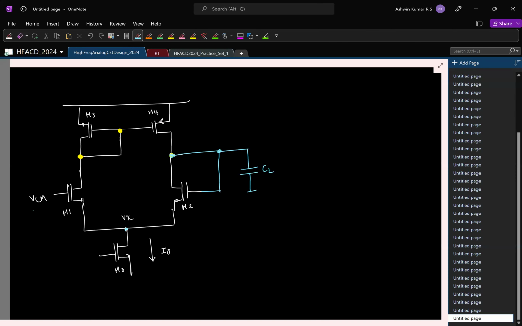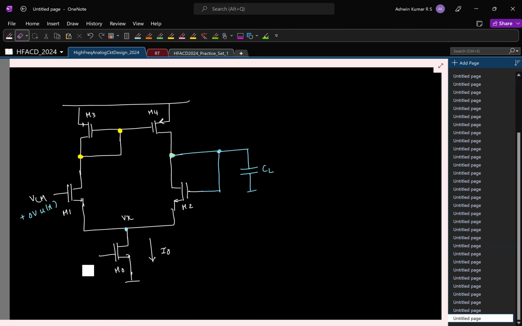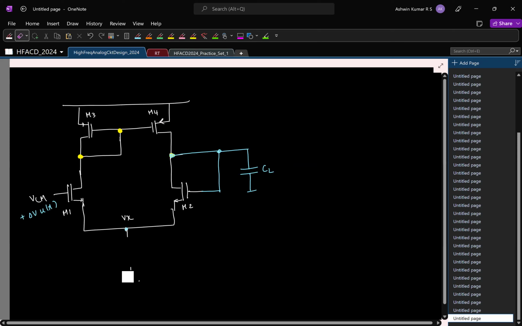And at the plus side, I'm going to apply the step feed. For simplicity, I'll assume the current source is ideal. That will reduce the complications.